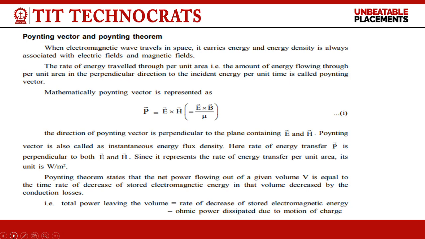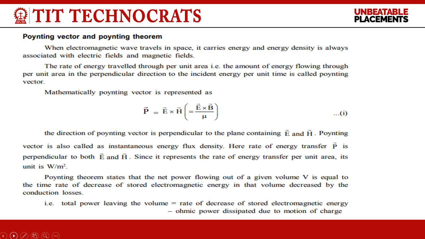Now our next topic is Poynting vector and Poynting theorem. When an electromagnetic wave travels in space, it carries energy, and energy density will always be associated with the electric field and magnetic field. The rate of energy flow per unit area, that is the amount of energy flowing per unit area perpendicular to the direction of incidence per unit time, is called the Poynting vector. Mathematically, the Poynting vector is represented as P is equal to E cross H, or E cross B upon mu, which shows the direction of the Poynting vector is perpendicular to the plane containing E and H.